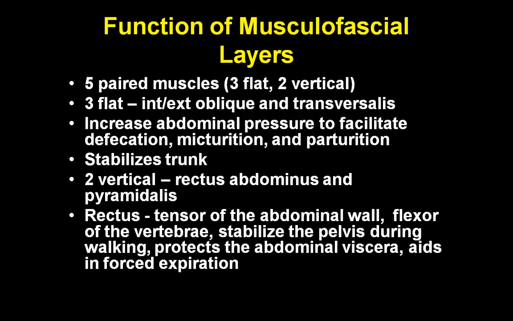As I said earlier, there are 5 paired muscles, 3 flat, 2 vertical. The flat muscles increase the abdominal pressure to facilitate defecation, micturition, and parturition, and stabilize the trunk. You have 2 vertical muscles, the rectus abdominis and pyramidalis. Rectus is the tensor of the abdominal wall, flexor of the vertebra, stabilizes the spine during walking, protects the abdominal viscera, and aids in forced expiration. So each of these muscles has a particular role to play in the normal activities of the individual.